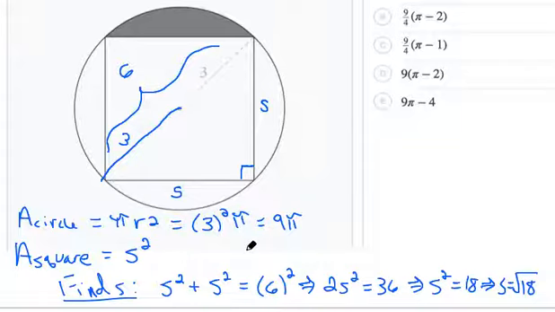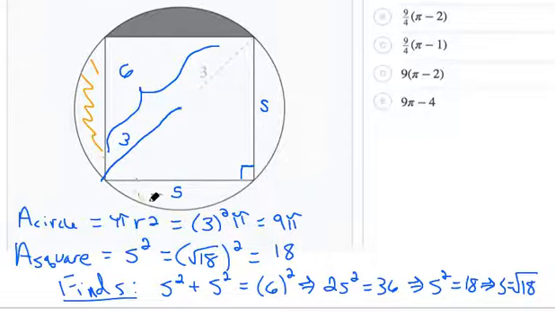Now if S is the square root of 18, we can go back up to our area for the square, and we can plug in our square root of 18 value, square it, and we'll end up with 18 as our area for the entire square. So finding the area for these 4 portions, we can go ahead and take our circle and subtract our square. And let's just use that orange for a second just to show what we're talking about.